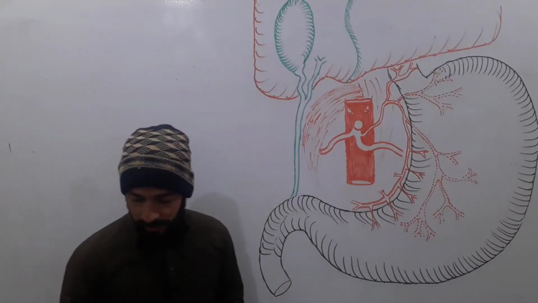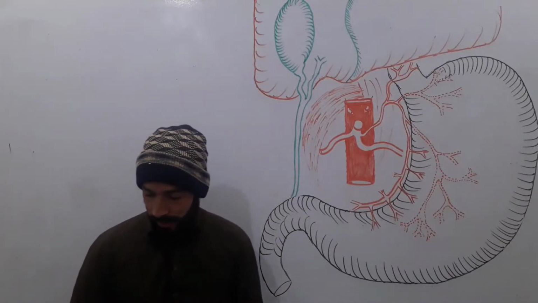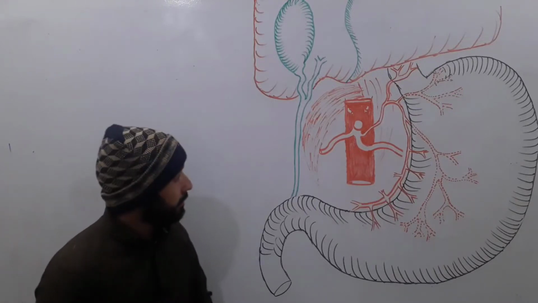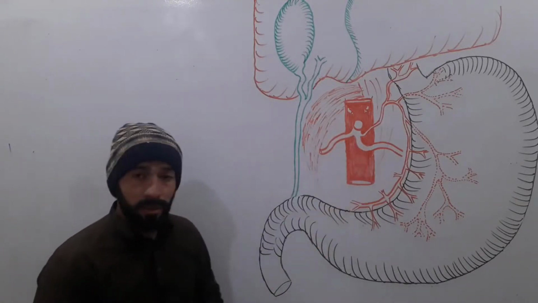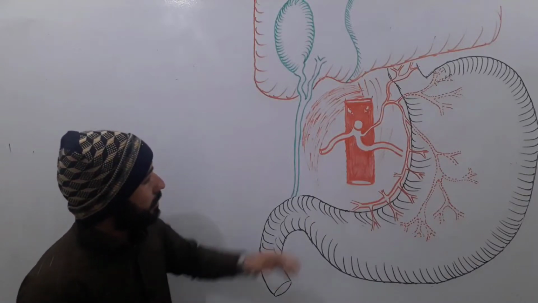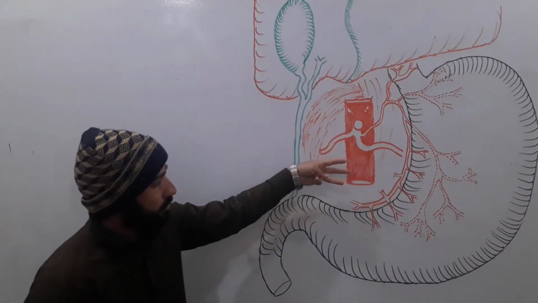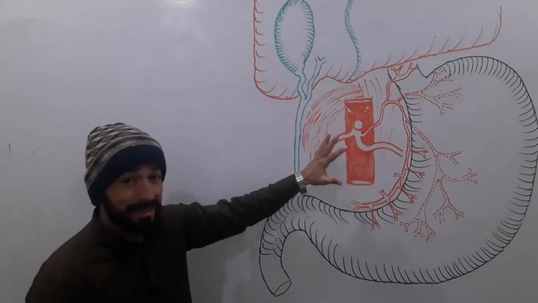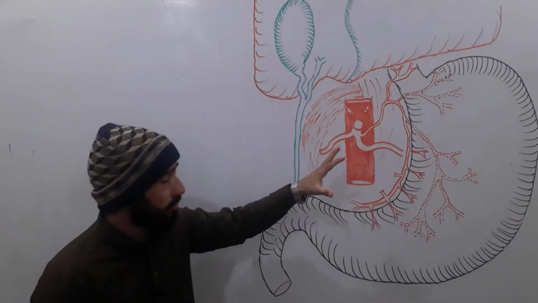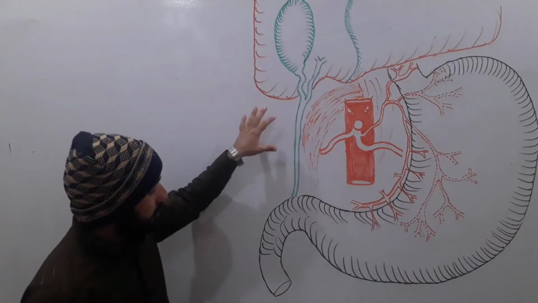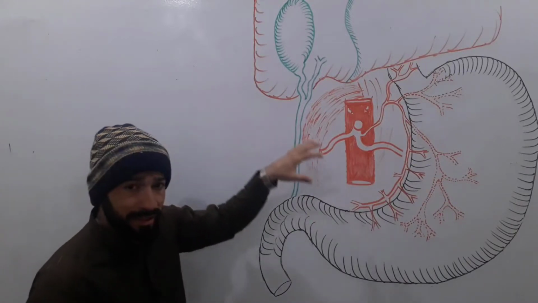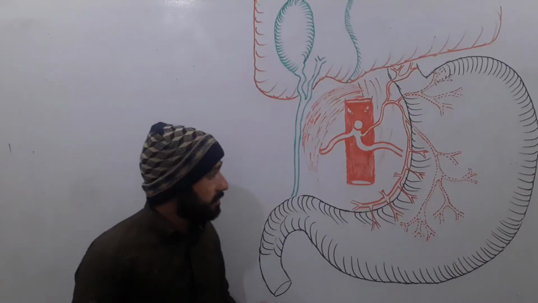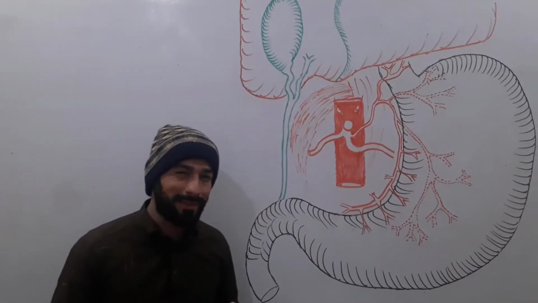In today's lecture we are going to discuss the branches of the abdominal aorta. What are the main branches of the abdominal aorta? The three main branches which rise from the abdominal aorta, we will mainly discuss those main branches, right? And the aim of this lecture is to discuss the blood supply of the abdominal viscera, right?